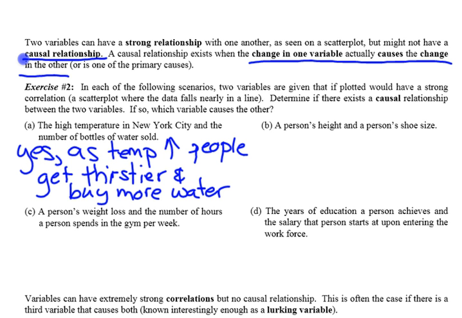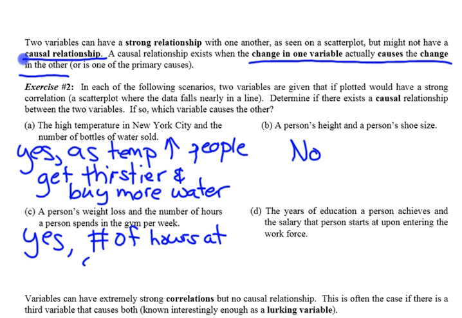All right, a person's height and a person's shoe size, that is not. Just because you are taller does not mean that it is making your foot grow. All right, so this is not a causal relationship. A person's weight loss and the number of hours a person spends at the gym, yes. Right, so here the number of hours working out causes more weight loss. And we also know, of course, from health class that there's other factors involved, but that certainly is one of them.